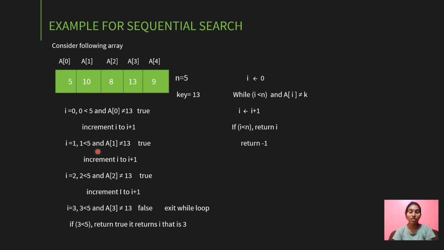So 1 is lesser than 5 and A of 1 is not equal to 13. It's true because A of 1 value is 10. So 10 is not equal to 13. The statement is true, so I gets incremented. So I becomes 2. So 2 is lesser than 5 and A of 2 is not equal to 13. It's true because A of 2 value is 8 here. So 8 is not equal to 13. So this statement becomes true.